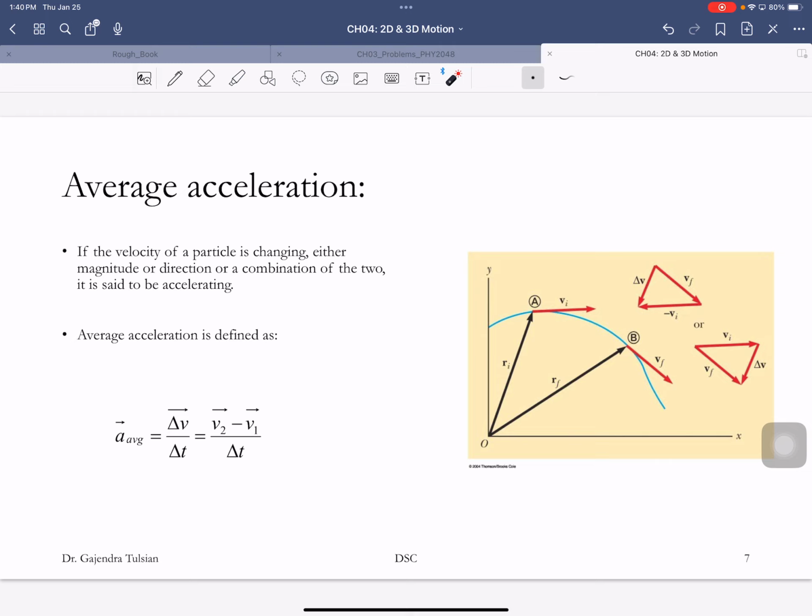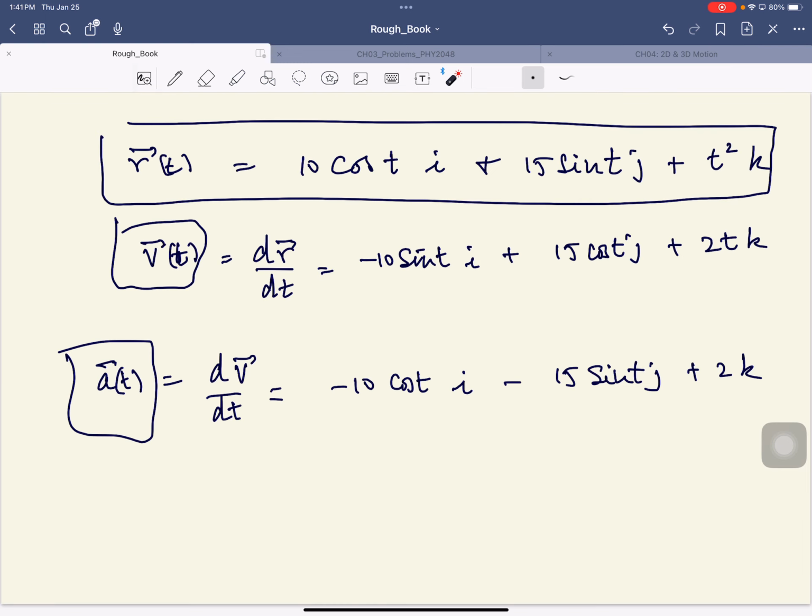Same as acceleration? No, which way is it pointing in this case? It's pointing in this direction. See, it's the change in velocity divided by that, so it's pointing in this direction, somewhere like that. So anyway, this is the definition for average acceleration. What this is, is instantaneous acceleration.